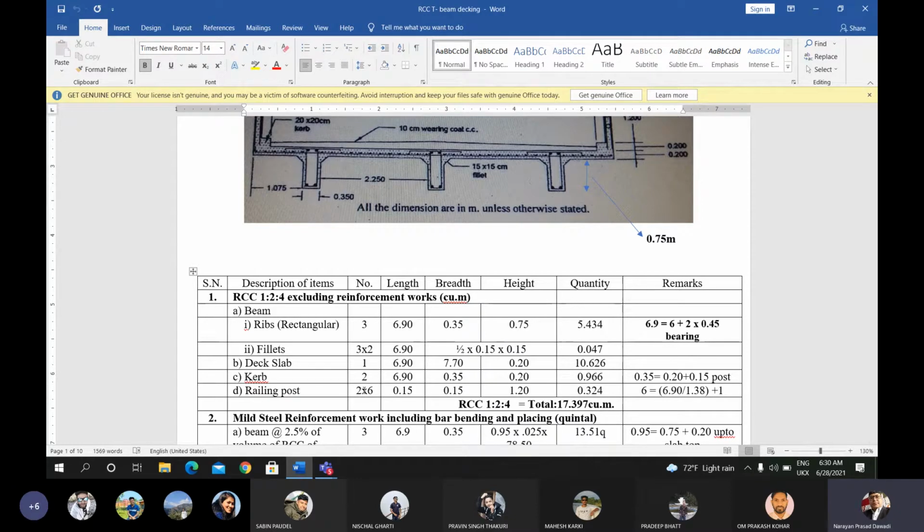The length of the railing post is 0.15, width is 0.15, and height is 1.20 given in the question. Okay, size of the railing post is 15 by 15, that is 15 centimeter length, 15 centimeter width, and the height is 1.20 meter. Number of railing posts is 12, and for the 12 railing posts, the total RCC work will be 0.224 cubic meter. After adding all the quantity of the RCC, you will get the total quantity of RCC as 17.397 cubic meter. Hello?